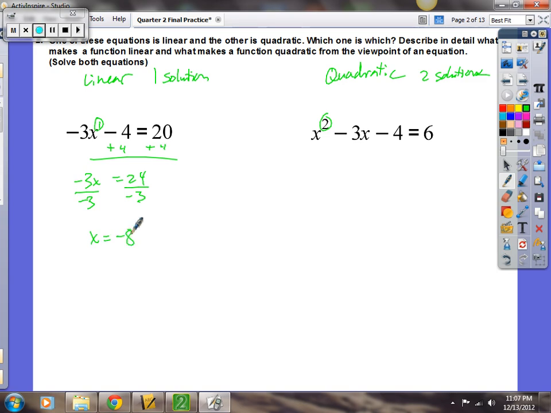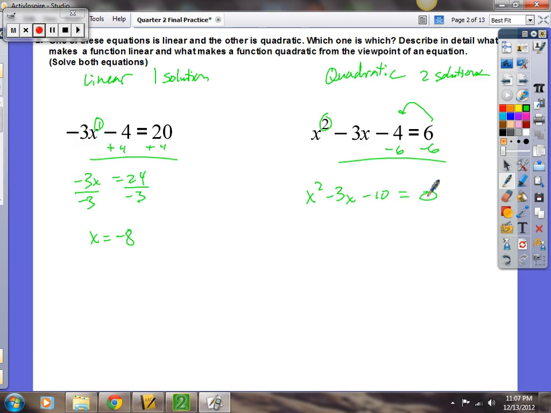Okay, now over here there are going to be 2 solutions. And this has a totally different approach. You've got to factor them. That's what we've been doing. So let's get everything on the same side. Let's take this 6 over. Minus 6, minus 6. So you've got x squared minus 3x minus 10 is 0.